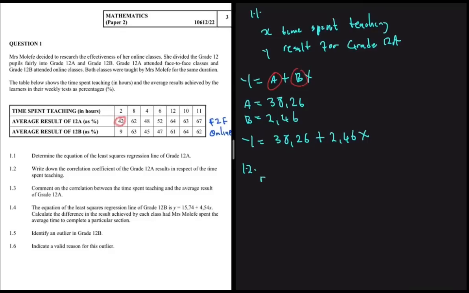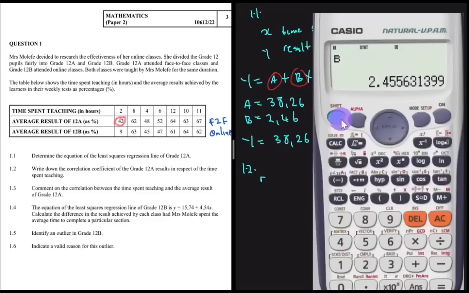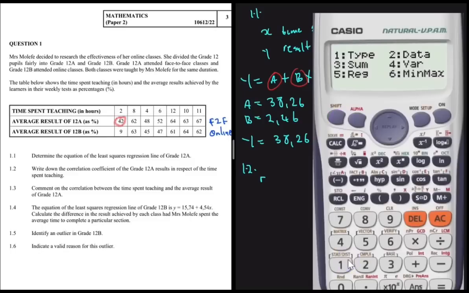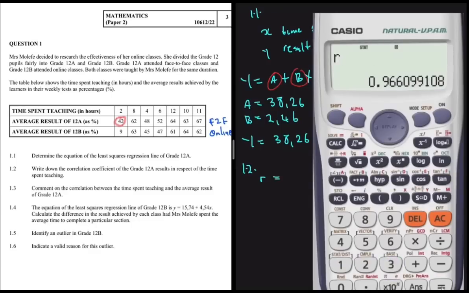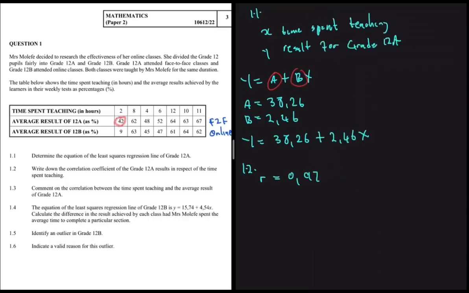In order to find the correlation, we're going to go back to the same menu. So that is Shift, then you press 1, and then we press 5 for regression, and then you can see R, which is on number 3. If you press 3 and then equals, you get R equals 0.966. So that's just 0.97 if you round it off to 2 decimal places. That's our correlation coefficient of the grade 12A results with respect to the time spent teaching.